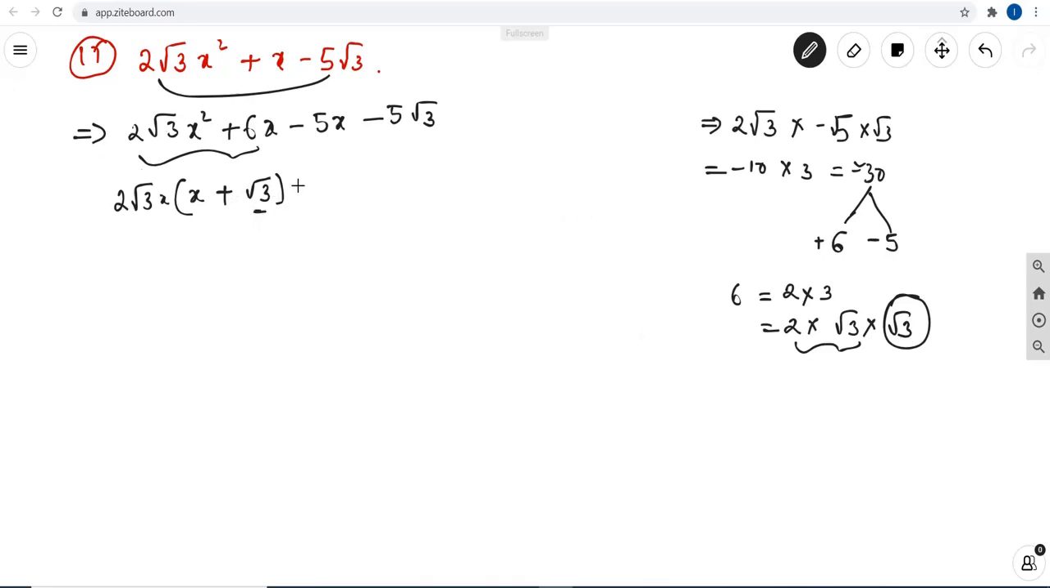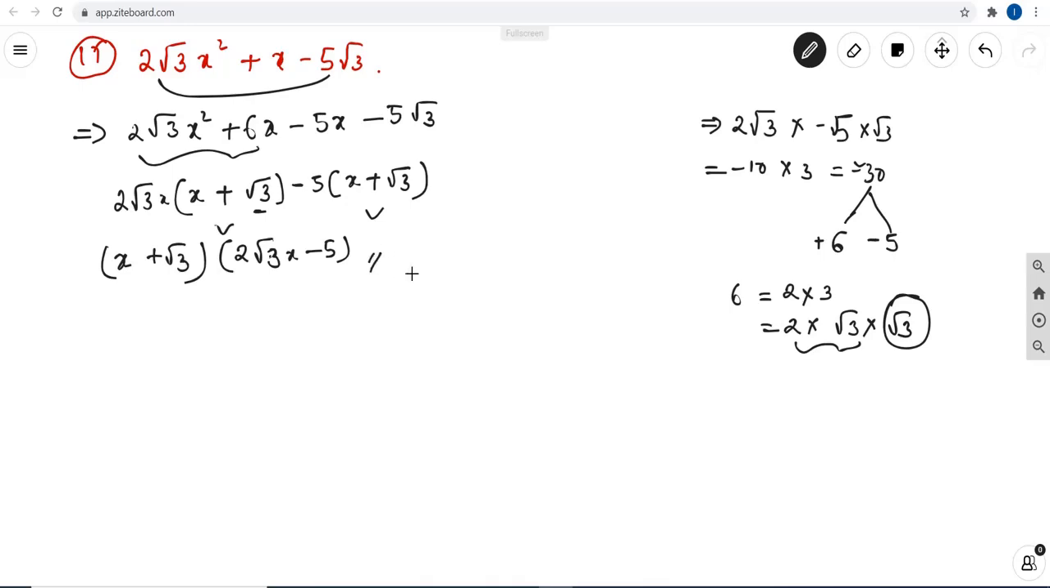I hope you have understood. So minus, how much am I going to take outside here? I can take 5 outside here. So 5 if I take outside, what is left? x, minus also I have taken outside, so this becomes plus root 3. Now if you see, this term and this term are common. If I take these two outside, this becomes x plus root 3. If I take it outside, what is left? Left out is 2 root 3 x minus 5. So this is the solution for problem number 17.